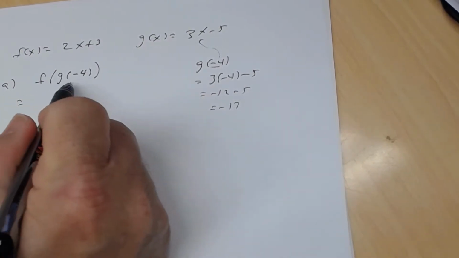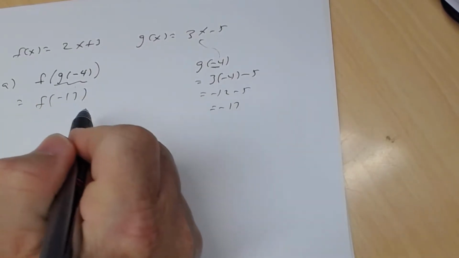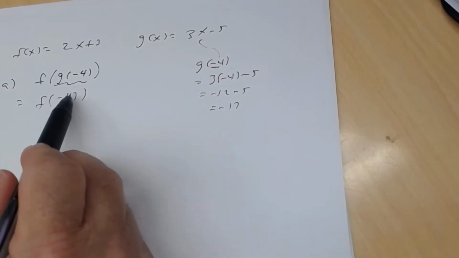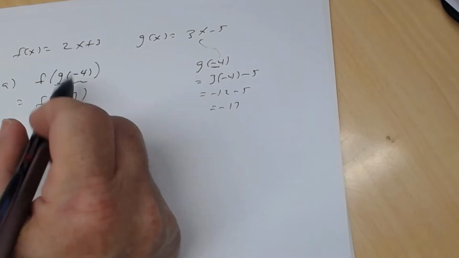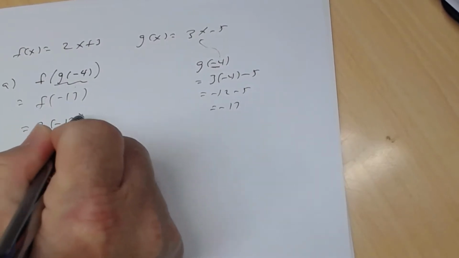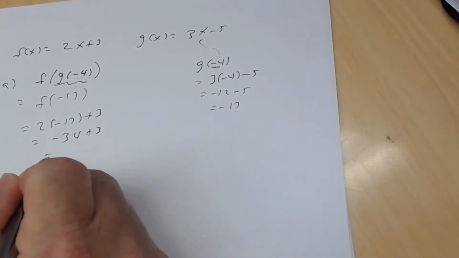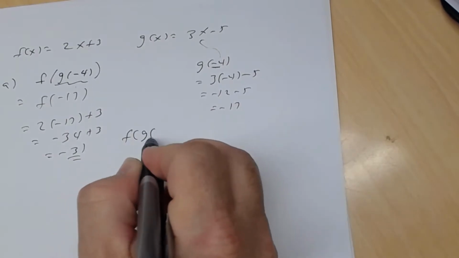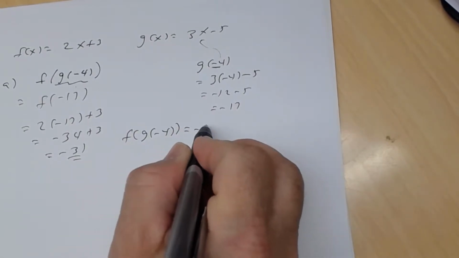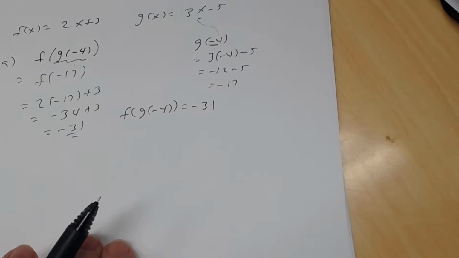So now I'm going to find f of negative 17. That's what I'm going to find next. So now I'm going to input negative 17 into f. So I'm going to get 2 times negative 17 plus 3. So that's negative 34 plus 3, which is a negative 31. So f of g of negative 4 equals a negative 31. Okay? All right, now before we go on, let's talk about this.